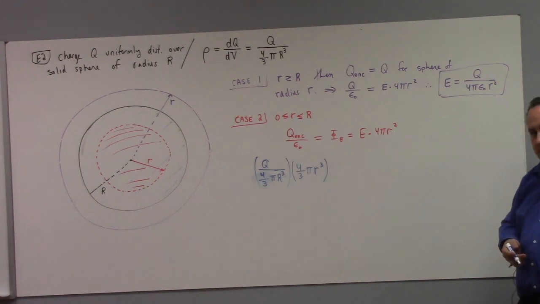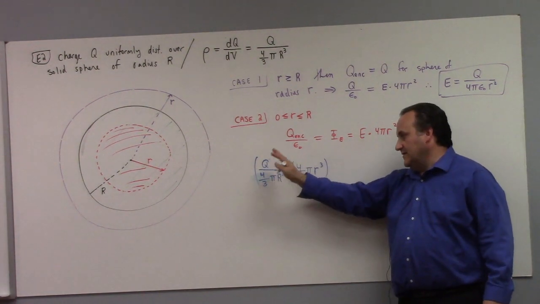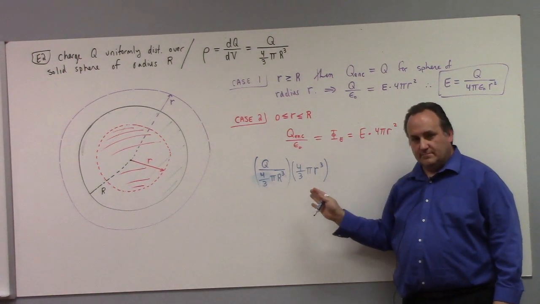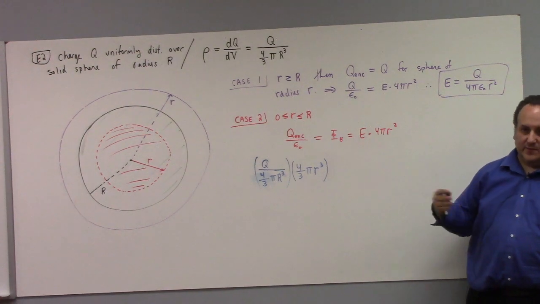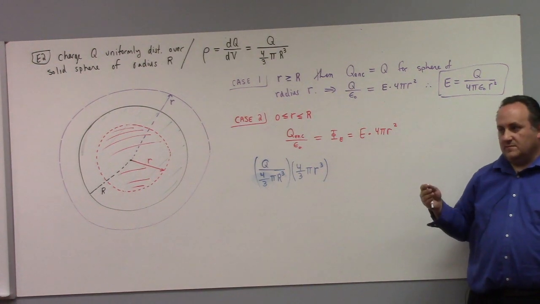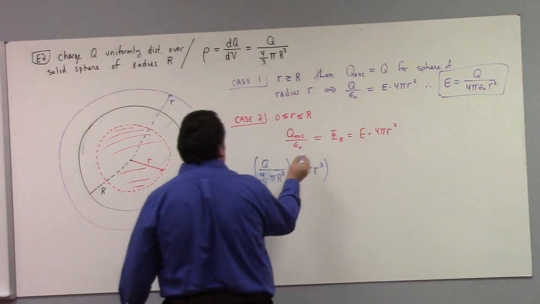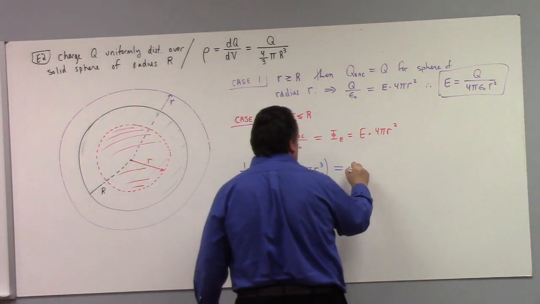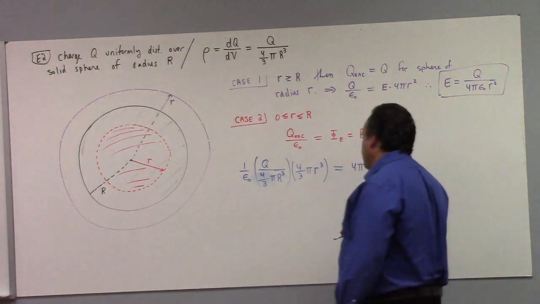Does that make sense? I hope it makes sense. I'm saying the charge per unit volume is the density. Density times volume gives you the charge. This assumes, of course, that the charge is uniform. If the charge was not uniform, we would have to use calculus. And of course, we still got the 1 over epsilon naught. That's equal to 4 pi r squared times the electric field.